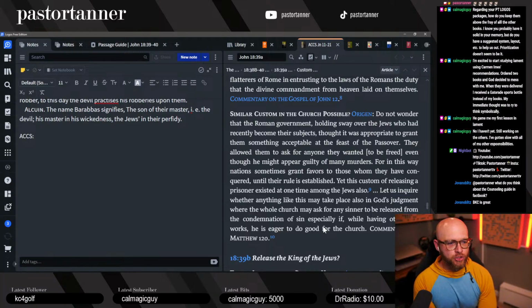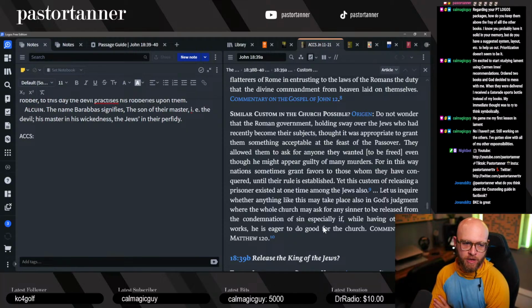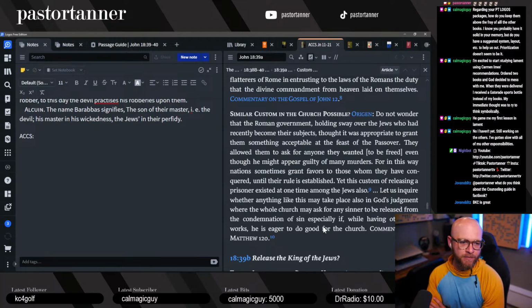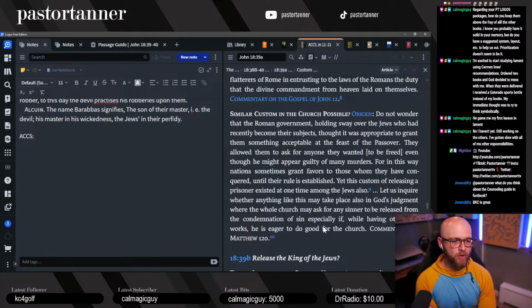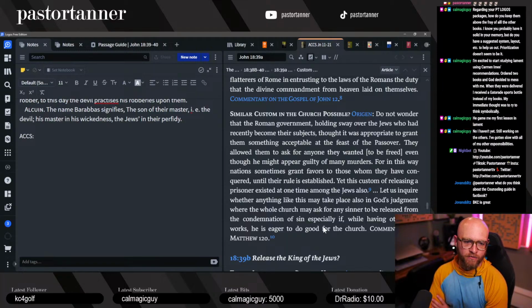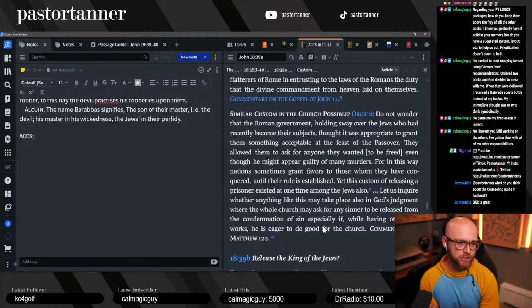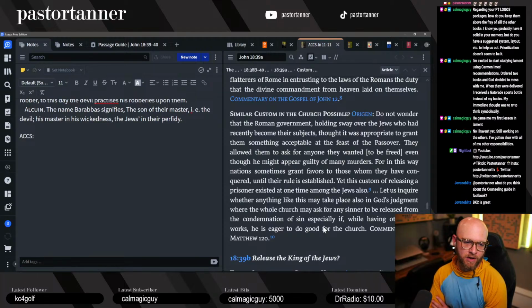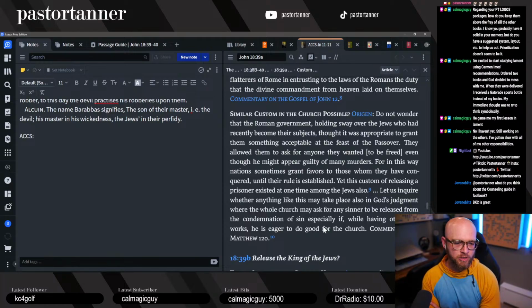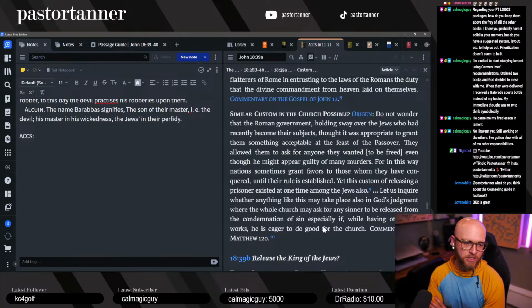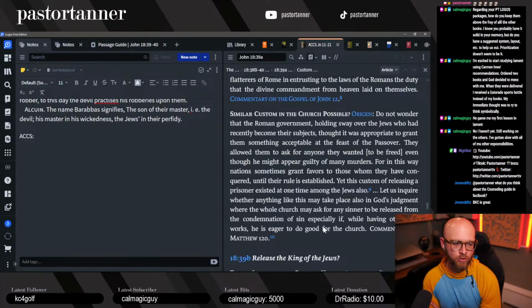Is a similar custom in the church possible? Origen: Do not wonder that the Roman government, holding sway over the Jews who had recently become their subjects, thought it was appropriate to grant them something acceptable at the Feast of Passover. They allowed them to ask for anyone they wanted to be freed, even though he might appear guilty of many murders. For in this way, nations sometimes grant favors to those whom they have conquered until their rule is established. Yet this custom of releasing a prisoner existed at one time among the Jews also. Let us inquire whether anything like this may take place also in God's judgment, where the whole church may ask for any sinner to be released from the condemnation of sin, especially if, while having other evil works, he is eager to do good for the church.